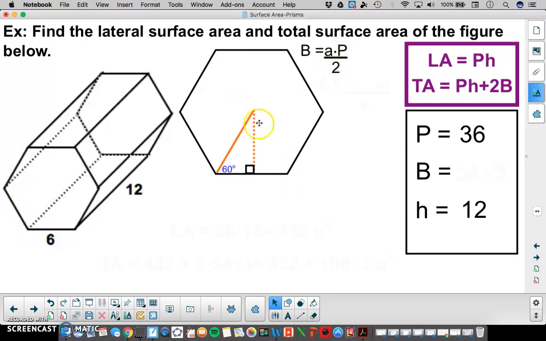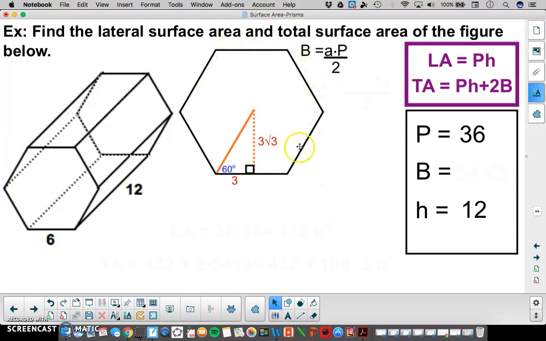I know that the apothem is this dotted line here, and with the radius creates a 30, 60, 90 with the 60 at the corner. When I draw that apothem, it cuts the side in half to make a length of 3 here. That's going to be the 30, so the 60 is going to be 3 root 3. So the apothem is 3 root 3.